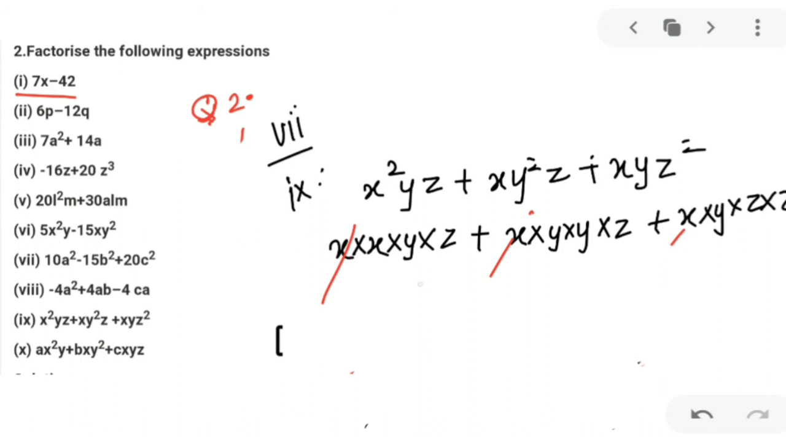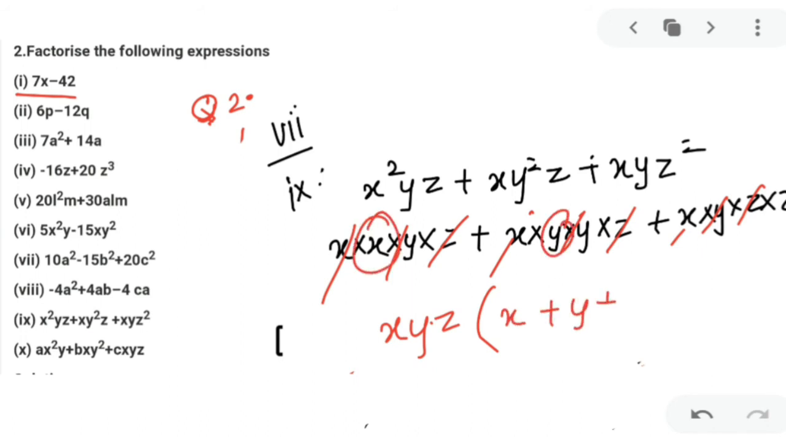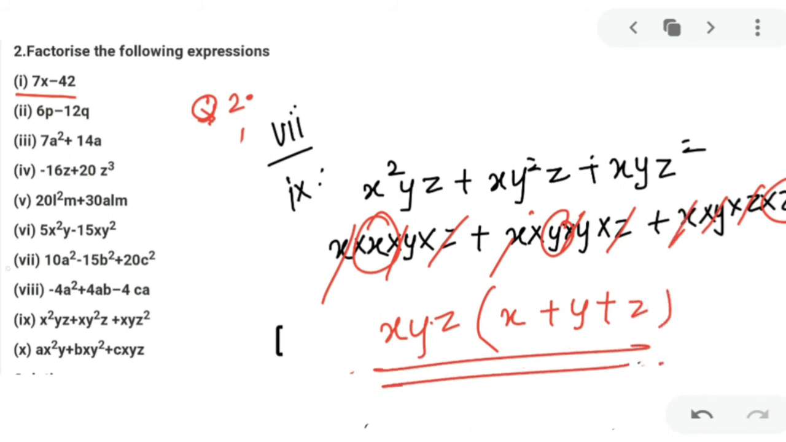Let's see what things we can make in common. x is common, put it out. What else is common? y is common, put it out. z is common, put it out. What is remaining inside is the x of first term, y of second term and z of third term. Yes. So this is your final answer.